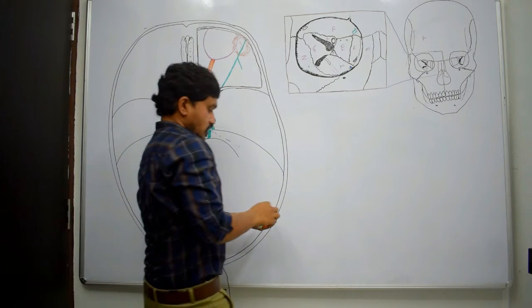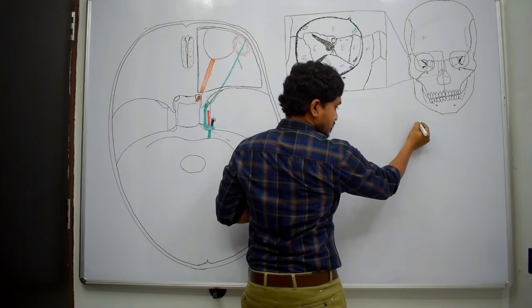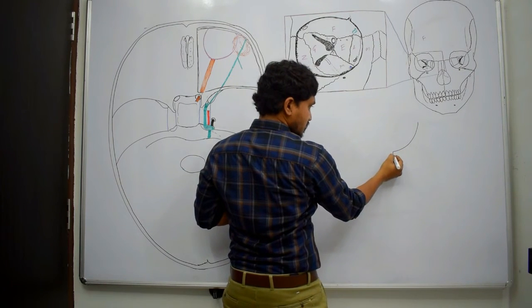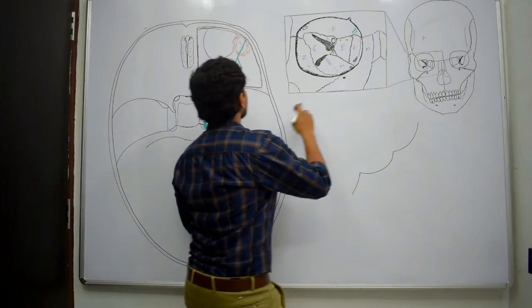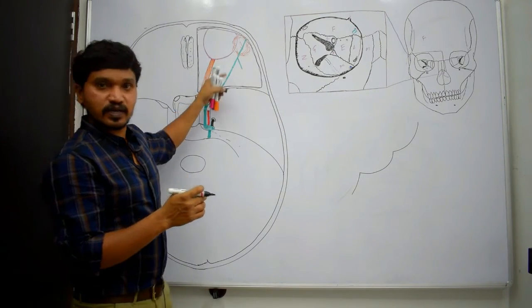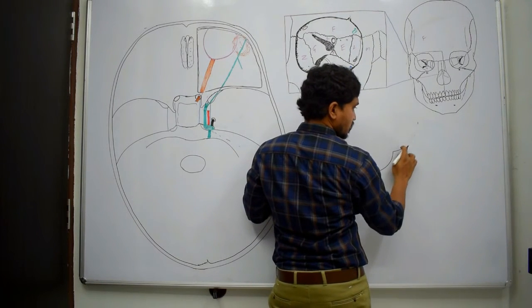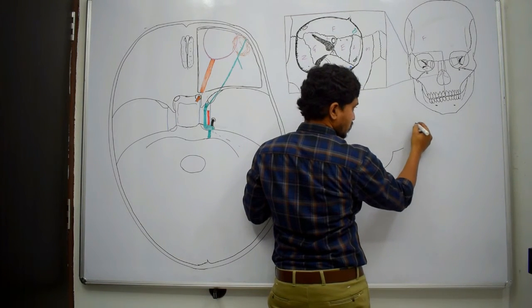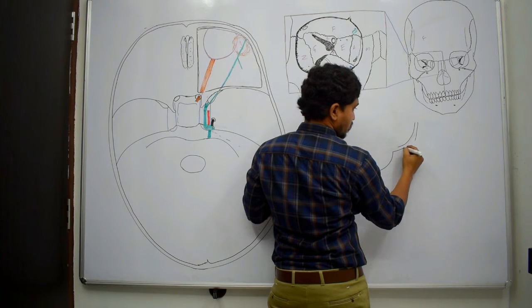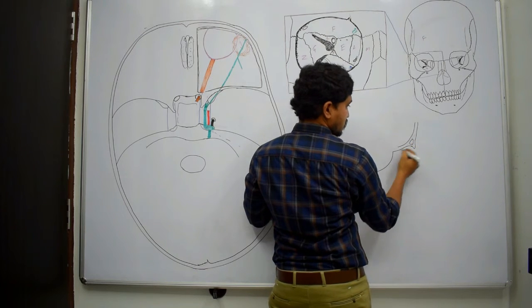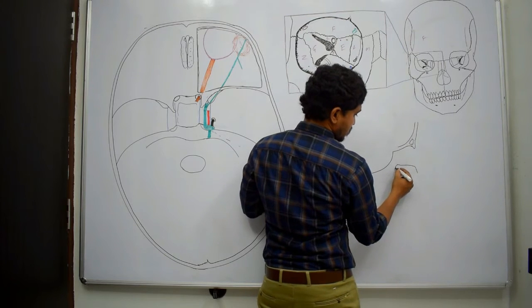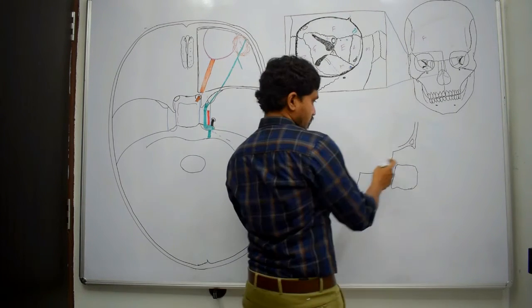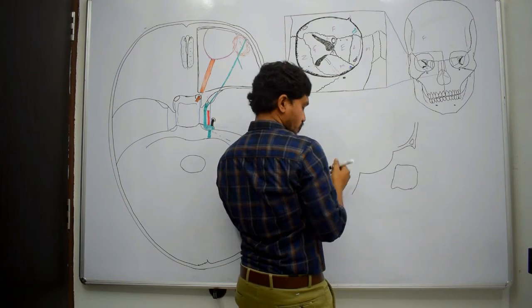So here this is the anterior cranial fossa, this is the middle cranial fossa and this is the posterior cranial fossa. Below the anterior cranial fossa, what is there? Orbit is there. Right? So this bone is the frontal bone. The frontal bone has the frontal air sinuses. And here is the maxilla. This is the floor. This is the roof of the orbit.